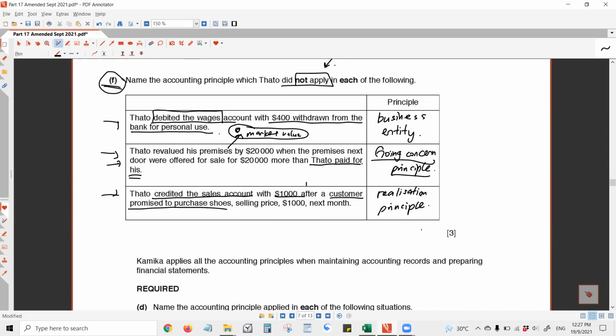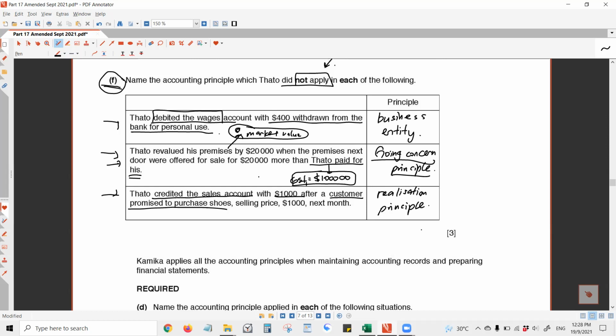Assume that Tato bought a shop. Tato bought a shop 5 years ago, and at that time, Tato paid $100,000. Okay, so that's the cost. The question didn't give us the cost, so we have to assume a certain amount. Tato paid 100,000 maybe 5 years ago for the shop.